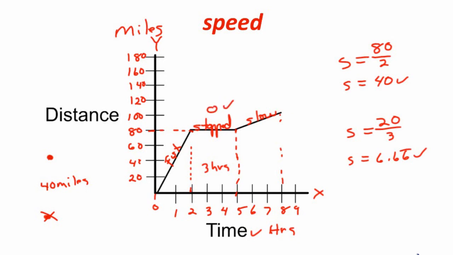So, anyway, that's how you interpret the speed graph. Remember, look for distance. If you see distance here and time here, then this line represents the speed. And you can figure out the speed by looking at the distances traveled over the period of time.